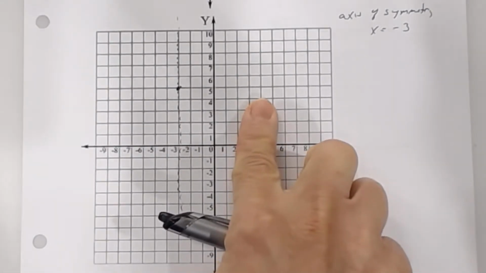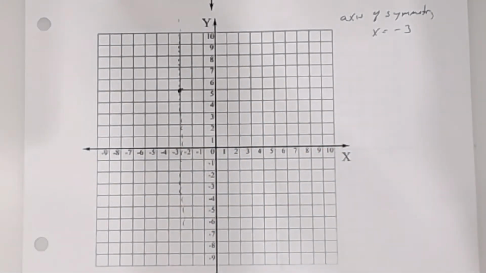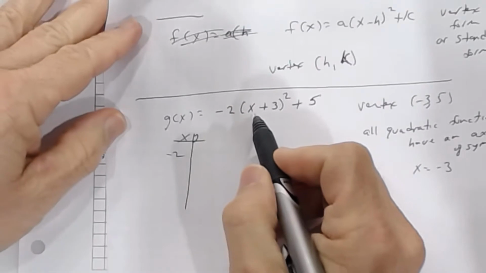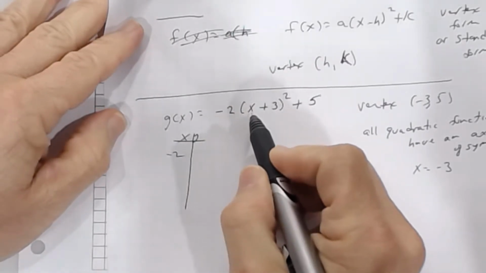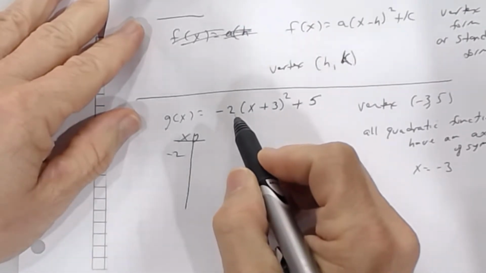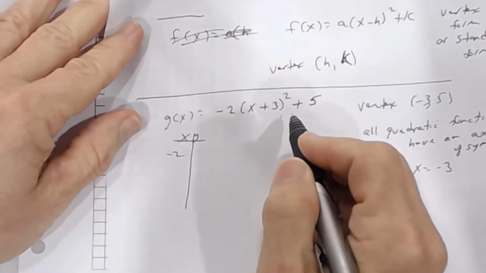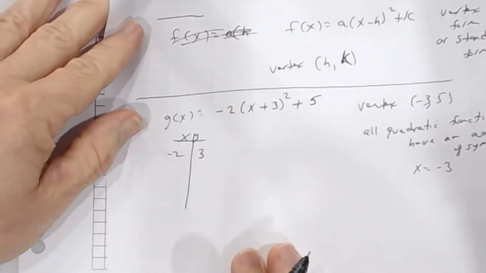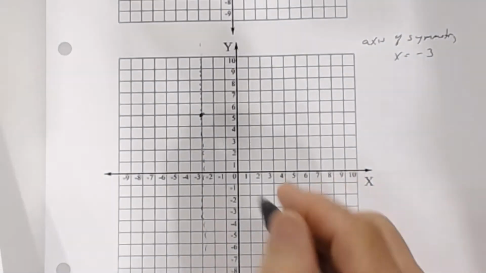All I need for you to do is give me 2 points to the right and 2 points to the left of that vertex. So if x is -3, give me another x value to the right. -2, okay. So if x is -2, let's see what we get. What's -2 plus 3? 1. What's 1 squared? 1. What's 1 times -2? -2. What's -2 plus 5? 3. So I'll plot the point -2, 3.